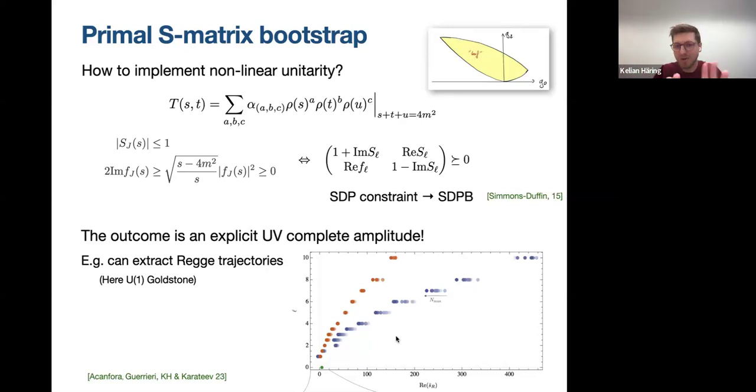Here, I will not go into detail on this, but just emphasize that the outcome of this is not just bounds, it's a full amplitude. And this is what we will use in this project, or in the remainder of this talk: the fact that we don't only have bounds, but we have a full analytic amplitude.